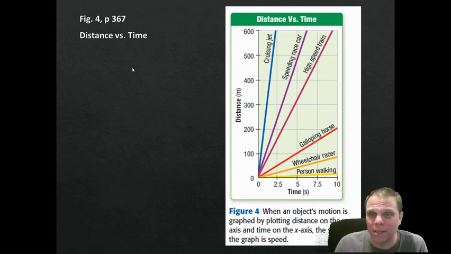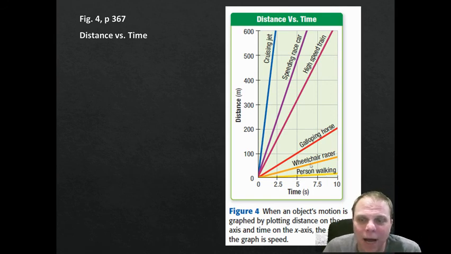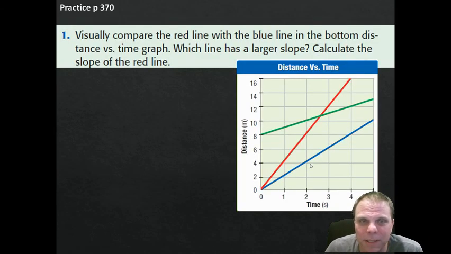What are the different speeds, right? So a cruising jet would be much faster than a race car or high-speed train, but a galloping horse is really slow comparatively. Wheelchair racer, person walking. You can kind of see some of the different speeds of these different things. It's kind of cool to see that.